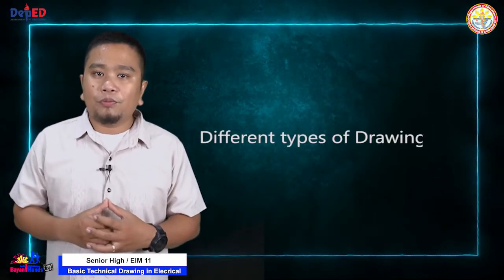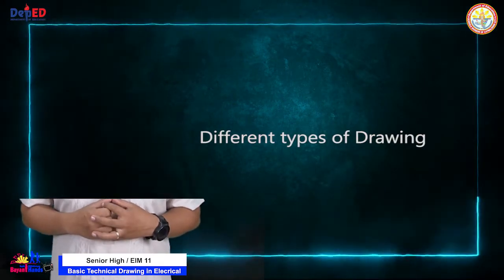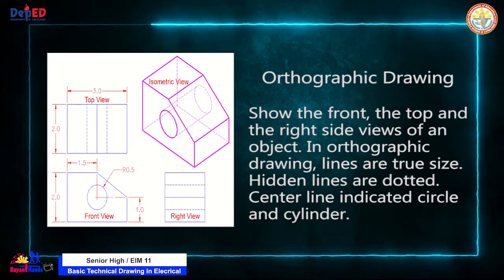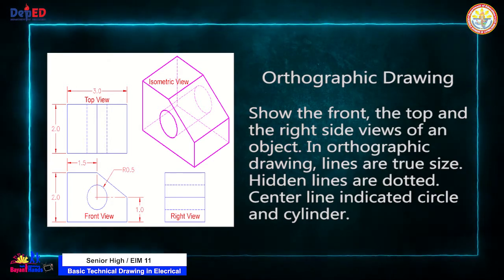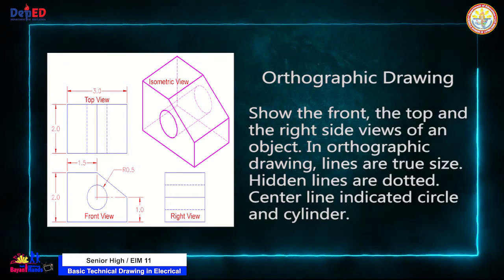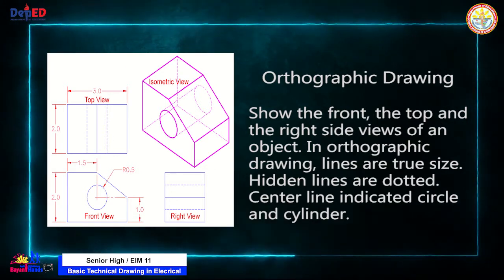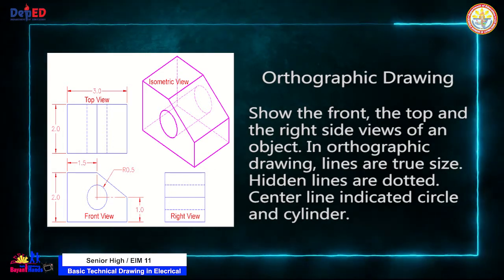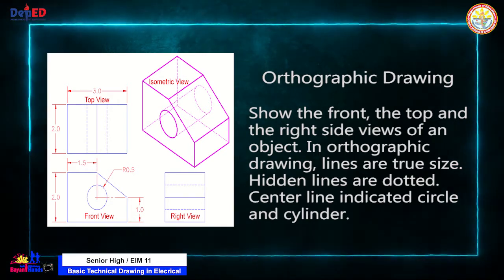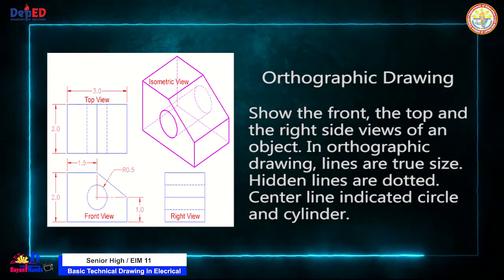Now, let's come to the different types of drawing. Orthographic working drawing. Orthographic working drawings show the front, the top, and the right side views of an object. In orthographic drawing, lines are true size. Hidden lines are dotted, center lines indicate circles and cylinders.